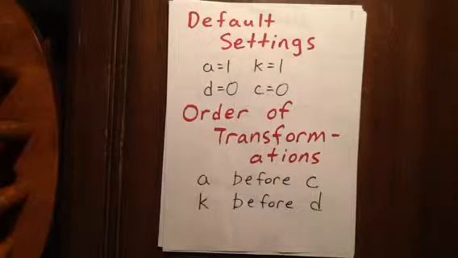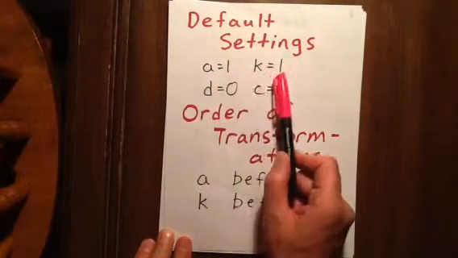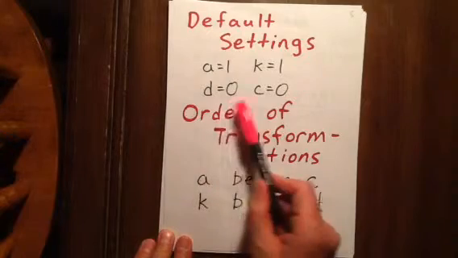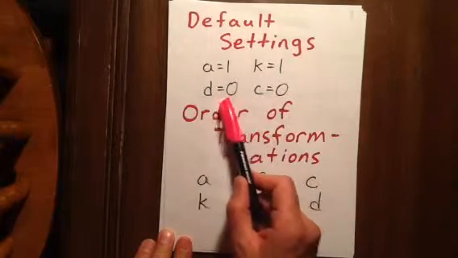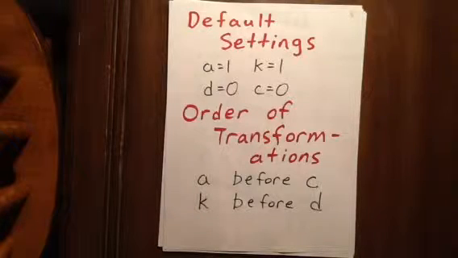Now, you might be wondering, are there default settings for a, k, d, and c? Well, a is something that we multiply and k is something that we divide, so those identities are both 1. D and C are both quantities that we add, and so their default settings are 0. And so the default setting for A and K are 1, D and C are 0.